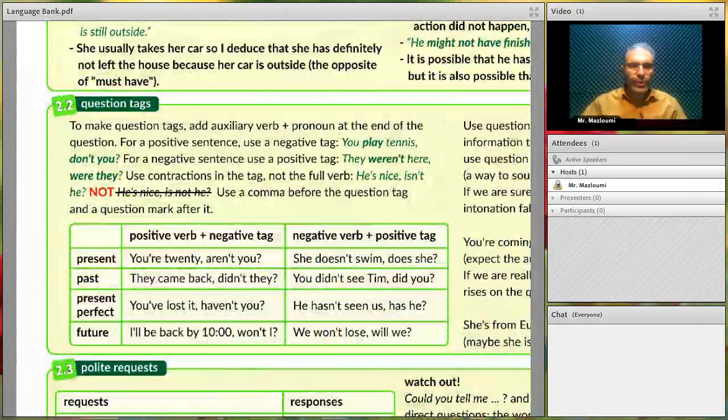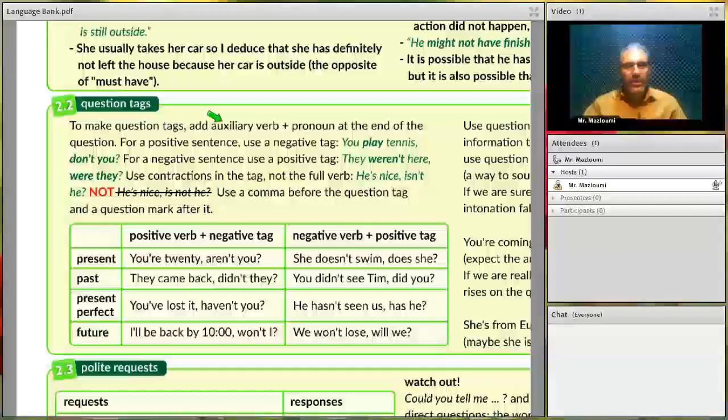All right, 2.2, question tags. Let's see. To make question tags, add an auxiliary verb: am, is, are, was, were, do, does, did, have, has, will, should, may, might, etc., plus a pronoun: I, you, he, she, it, we, you, they, at the end of the question.